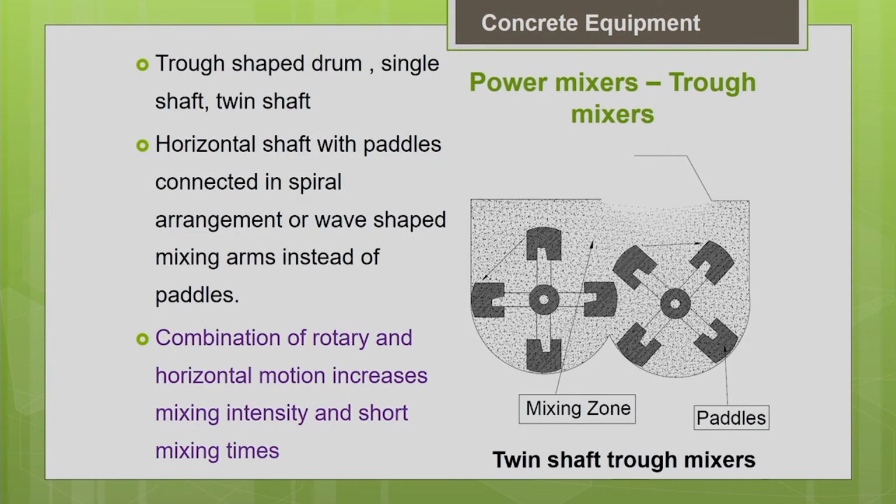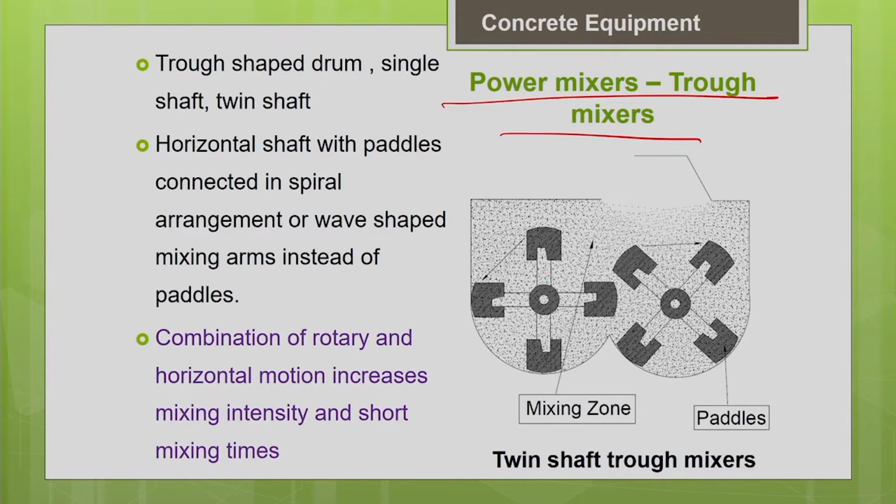Now, we will discuss the next type of power mixer, which is the trough mixer. Okay. So, it resembles a trough shaped drum. You can see the schematic picture of the trough mixer. You can have a single shaft or double shaft trough mixer. In the earlier pan mixer, the shaft was vertical, but here you can see the shaft is horizontal. You have the horizontal arrangement of shaft.